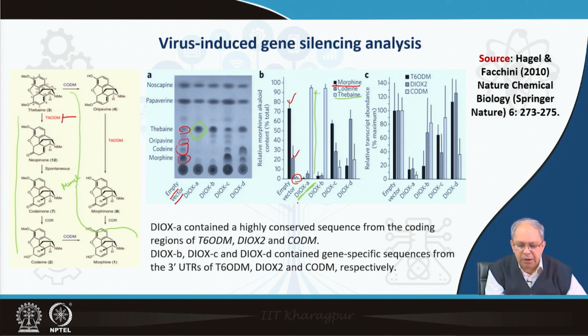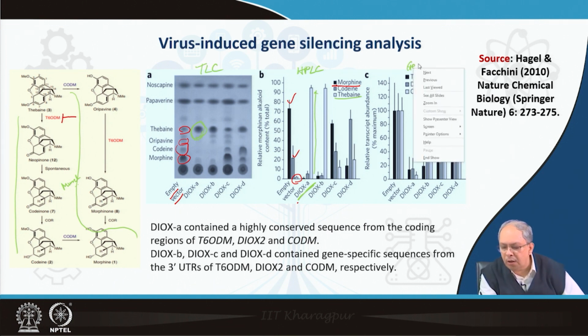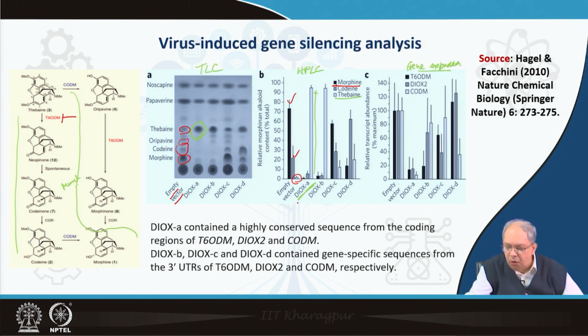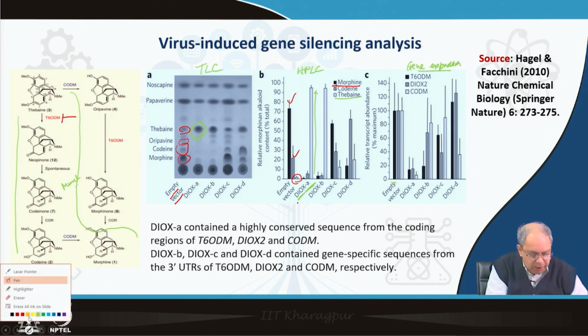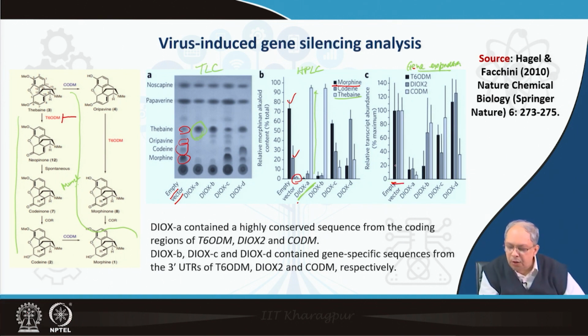What is shown in the thin layer chromatography is also confirmed by HPLC analysis, and the same was confirmed by gene expression using real time PCR. In the control, which is called the empty vector, all the genes are active: T6ODM is active, DIOX2 is active, and COR, that is CODM, is also active.